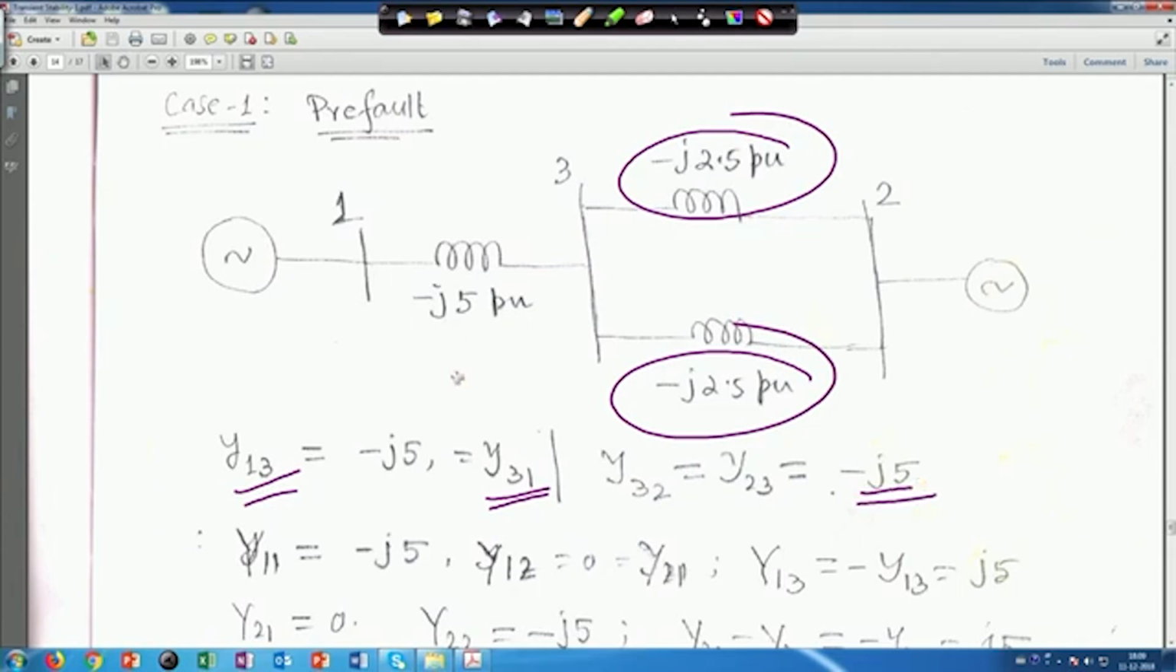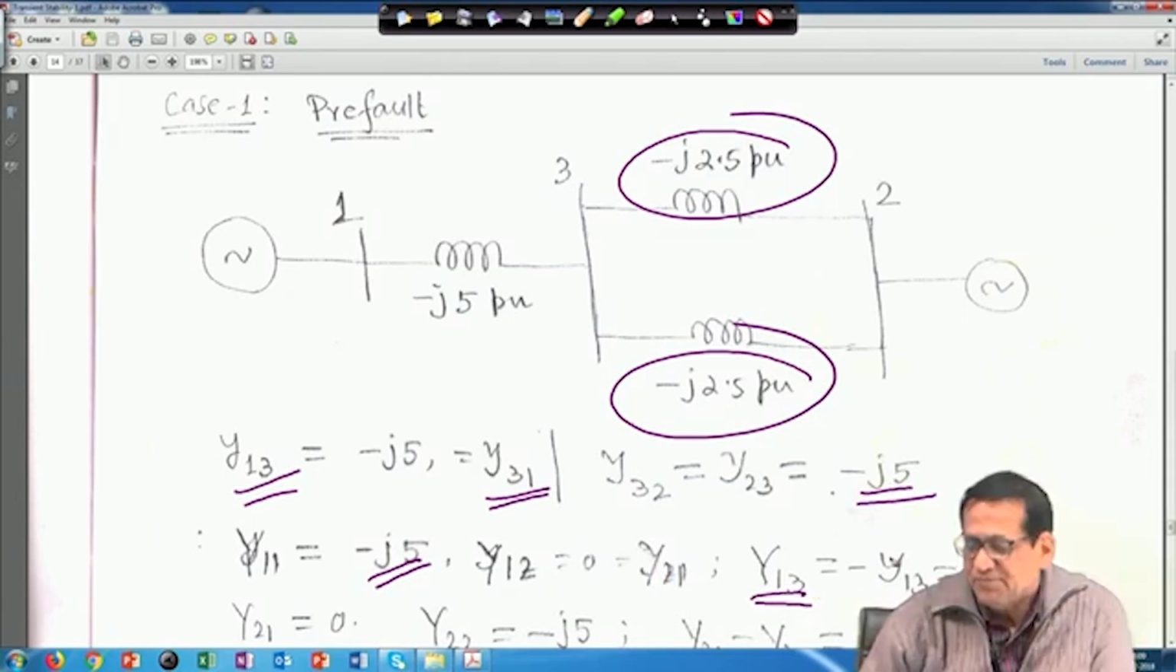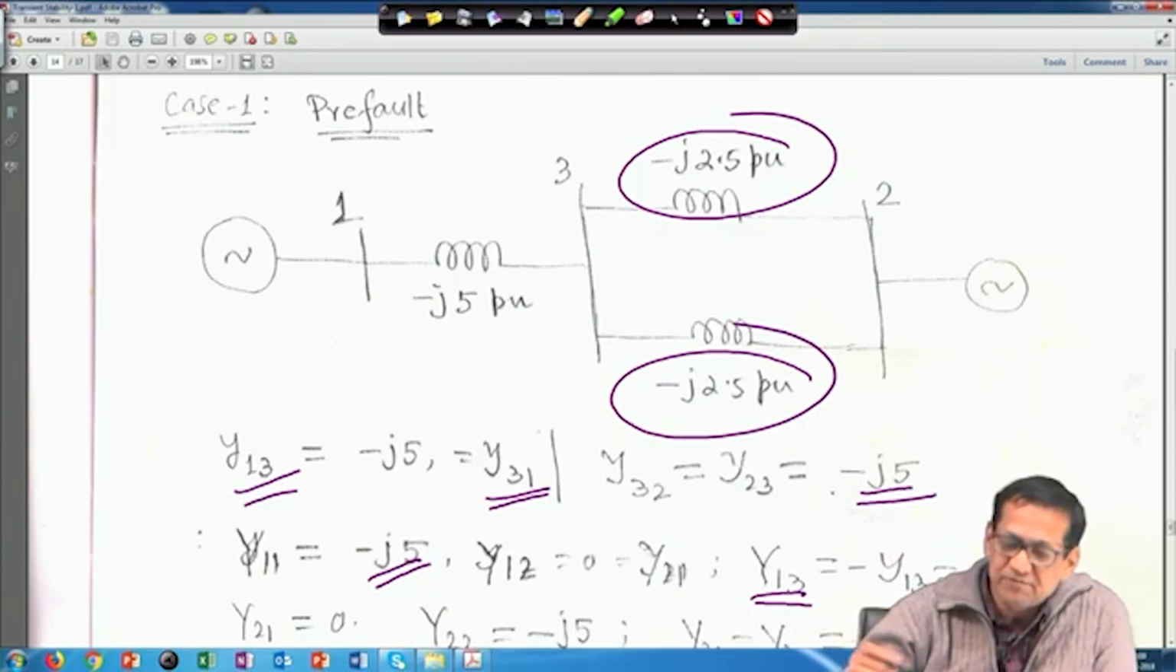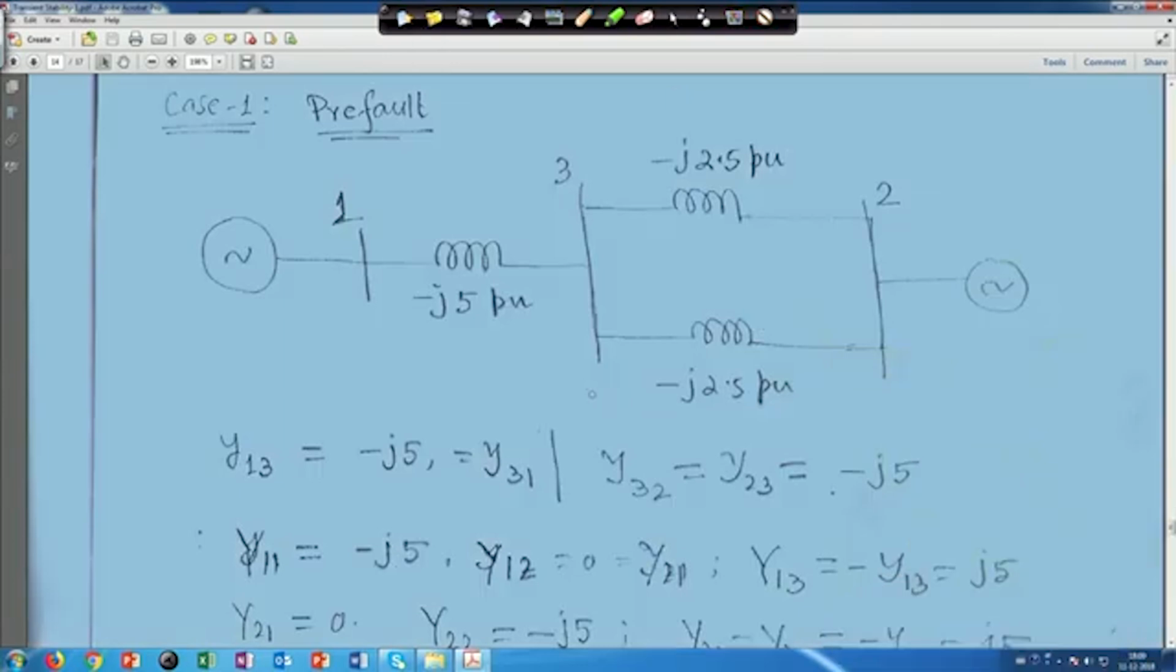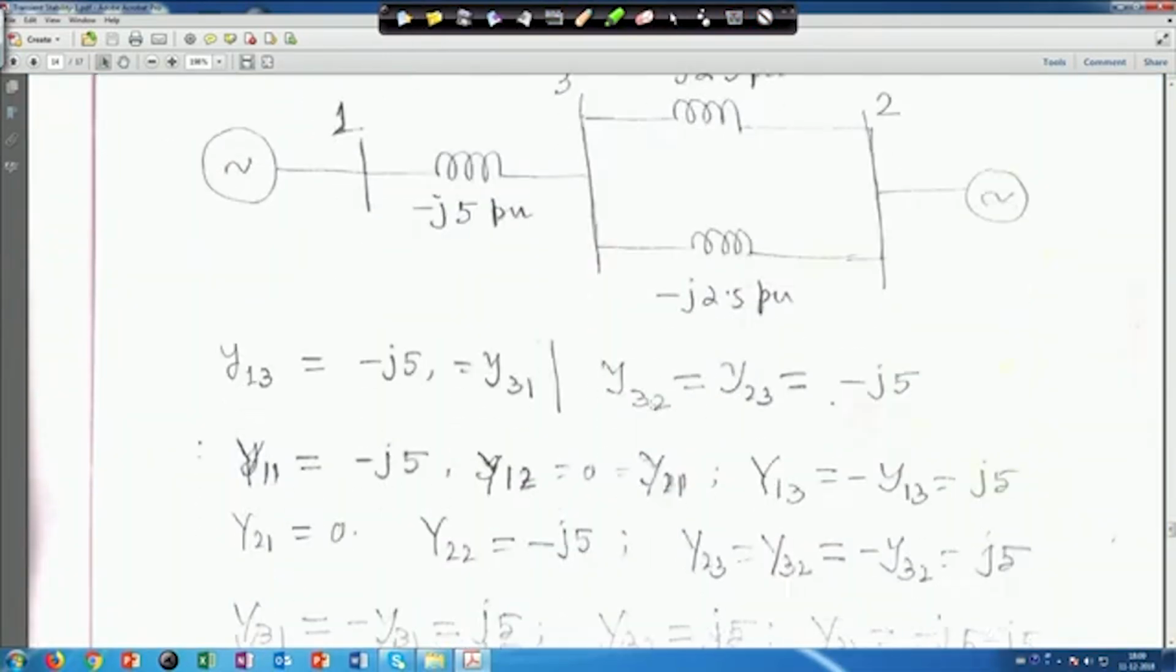Similarly y11 will be simply minus j 5, and y12 is equal to 0, no connection between 1 and 2, so y12 is equal to y21. And now capital Y13 is basically minus of that small y, so minus y13, it is j 5. This you know from your load flow studies for forming the bus admittance matrix.